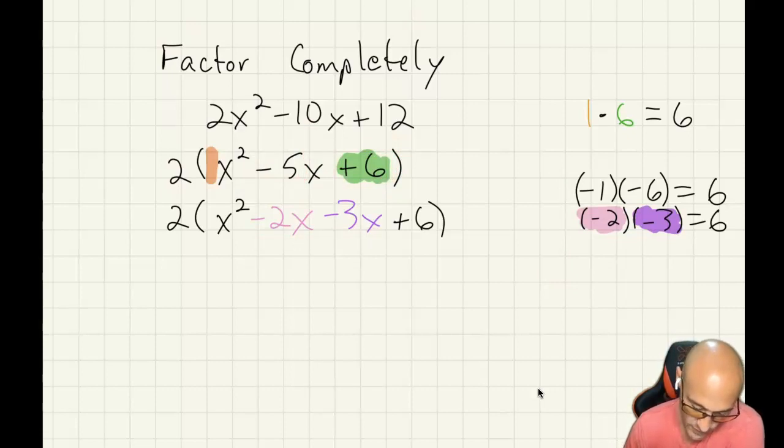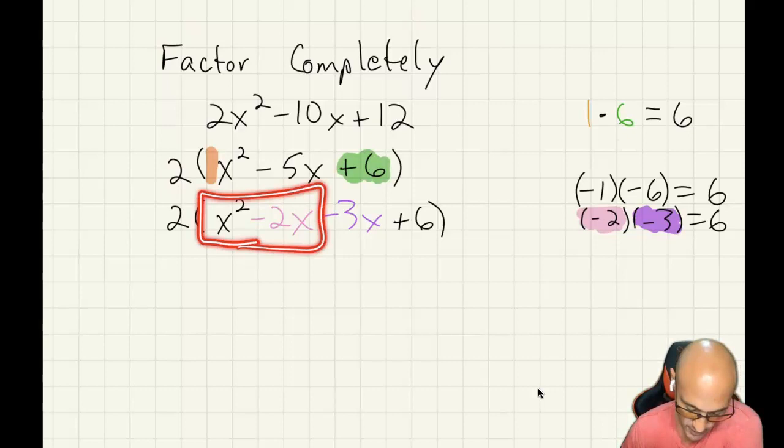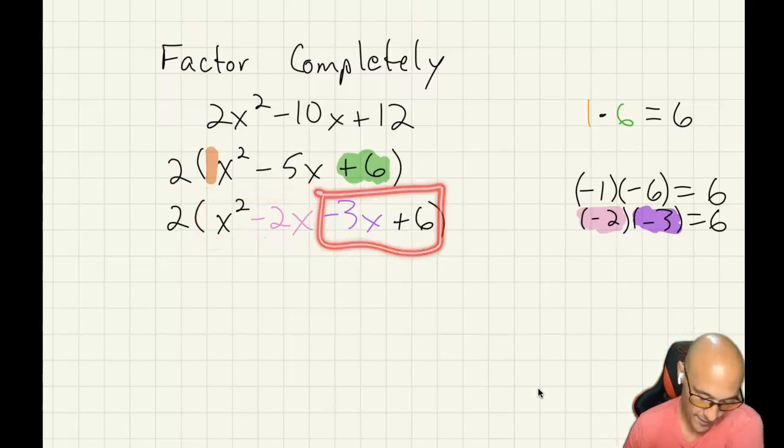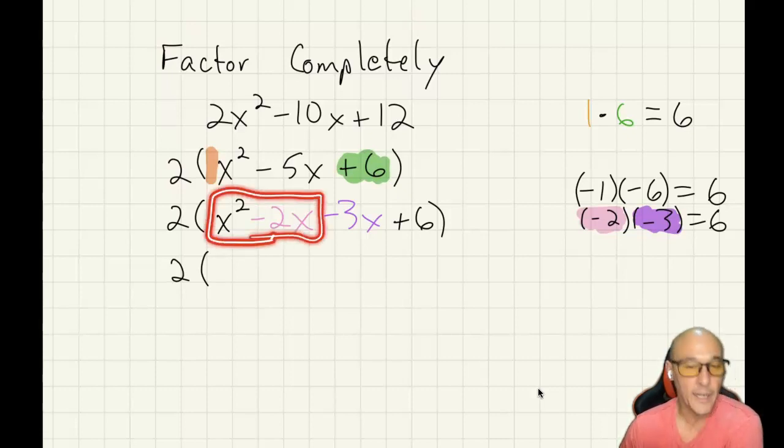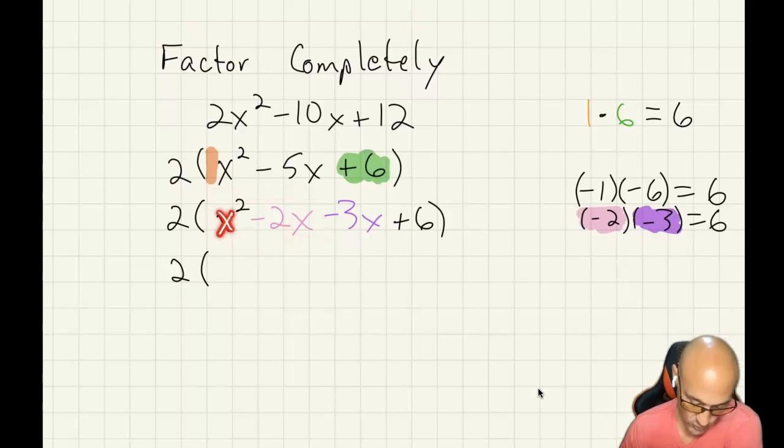Now, I'm going to take this part and factor it, and this part and factor it. This is called factoring by grouping. So we have 2 times the quantity. Now this, we can factor out an x. X squared is divisible by x, and negative 2x is divisible by x. So we're factoring out an x.